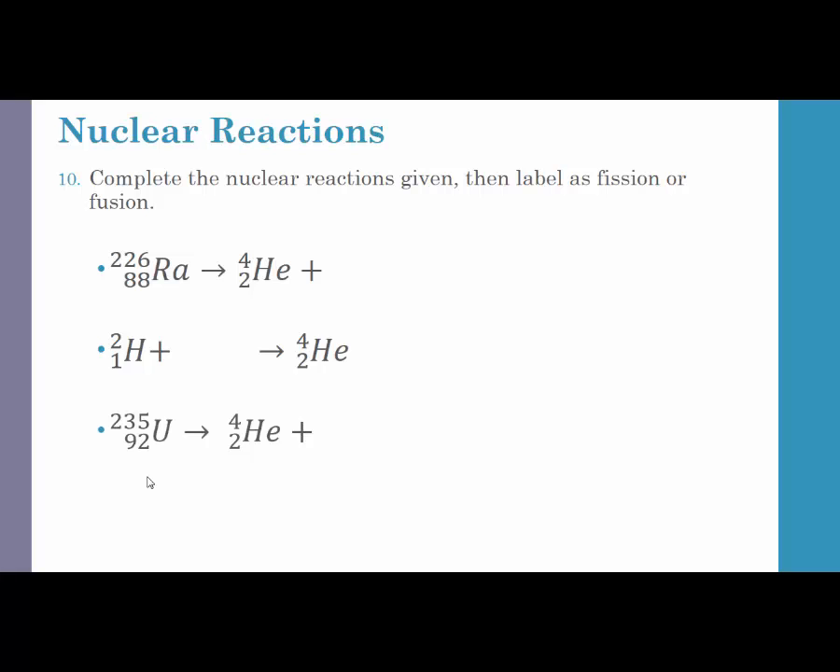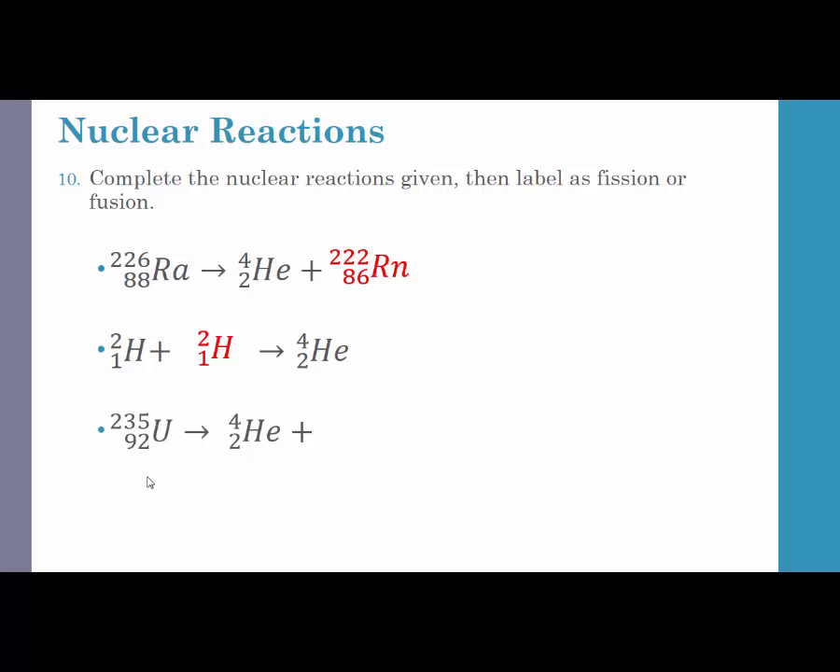So my number on top before the arrow is 226, and then after the arrow I have a 4. So I need some number that when I add 4 to it, it's going to give me 226. That turns out to be 222. For the bottom, I have a 2. So I need some number that when I add 2, it's going to give me 88. So that's 86.